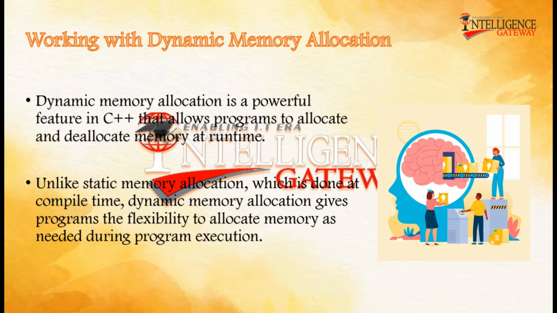Working with dynamic memory allocation. Dynamic memory allocation is a powerful feature in C++ that allows programs to allocate and deallocate memory at runtime. Unlike static memory allocation, which is done at compile time, dynamic memory allocation gives programs the flexibility to allocate memory as needed during program execution.